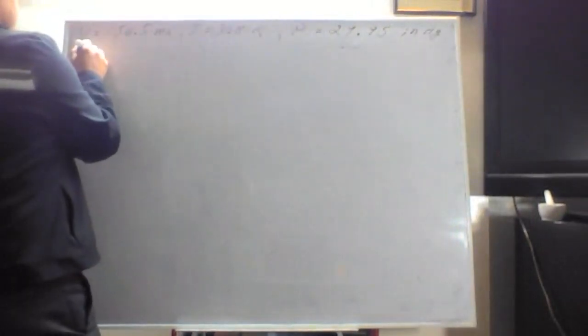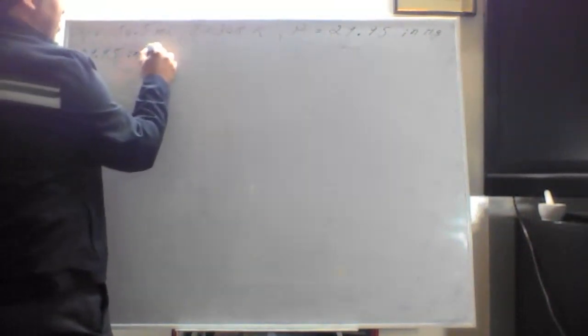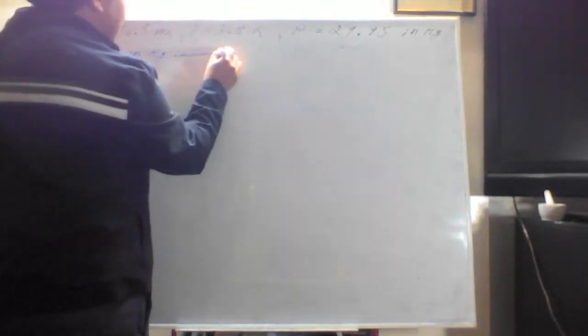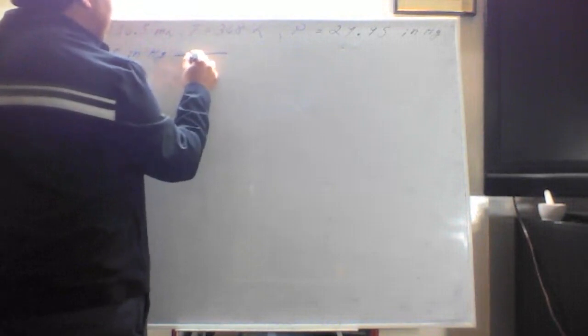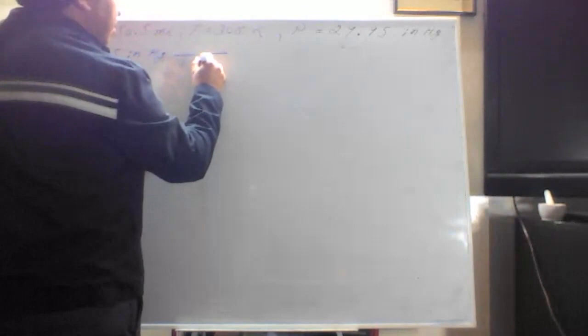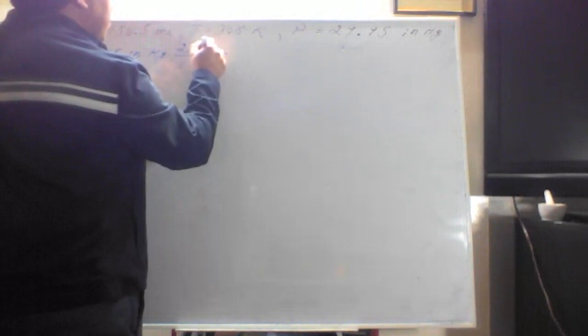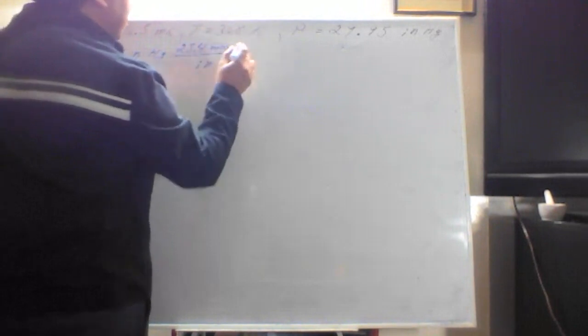So step one will be to convert those inches of mercury into something that we know what to do with. So let's take that 29.95 inches of mercury, and we cancel the inches by using a conversion factor. 1 inch is equal to 25.4 millimeters.